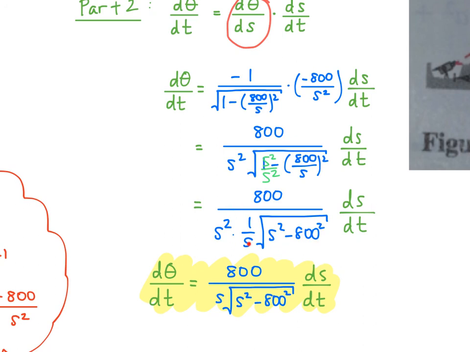And so then we can simplify this. S squared times 1 over s is just going to leave us with s outside. So in the end, we get d theta dt is equal to 800 over s times the square root of s squared minus 800 squared, times ds dt.